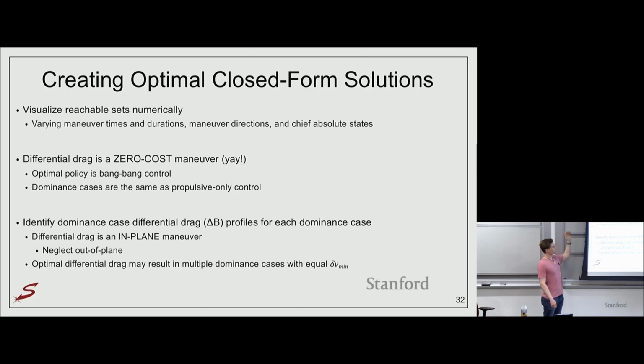Which means its optimal policy is bang bang control, but then also the dominance cases are just the same as propulsive control because there's no additional cost being added here. So we can actually take these variations in lambda, or the outward normal of the reachable set, and just apply them to the differential drag reachable sets to find the optimal differential ballistic profile associated with each case. So then we're going to do that. We're going to identify these dominance case differential drag profiles. Differential drag is also an in-plane maneuver, which means we can just get rid of and ignore out of plane.